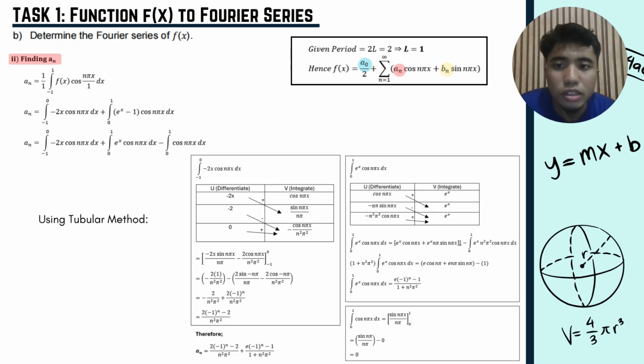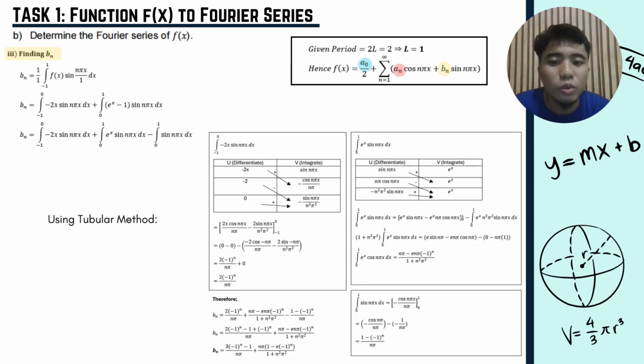And next, for e to the x times cos(n pi x) dx, we will also use the tabular method to solve the equation. And lastly, for the cos(n pi x) dx itself, we will use normal integration to find the value. Then we will combine all three equations into one, and we will get the complete value of an.